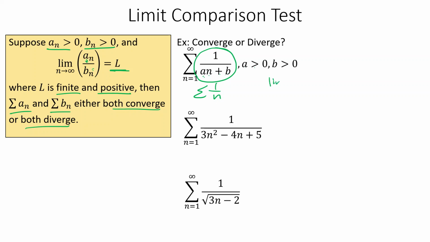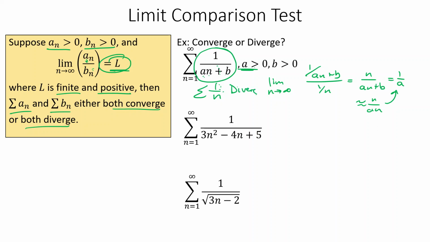So if we take the limit as n goes to infinity of, again, doesn't matter which one goes on top, that'll be n over an plus b. We end up getting 1 over a, right? Because this is roughly n over a sub n, which gives us 1 over a as we go to infinity. So this is a number, right? We're told a is just some number. So that means these two series do the same thing. This one diverges. So that means this one also diverges.